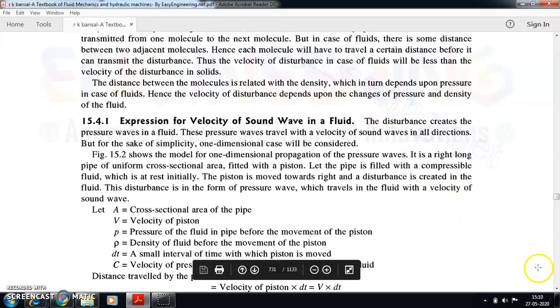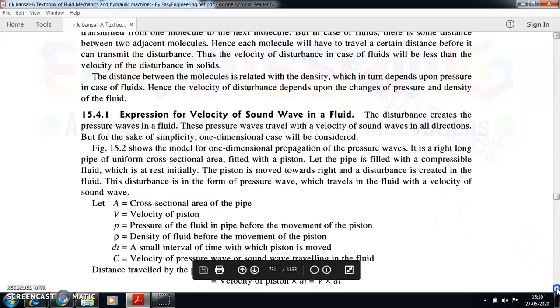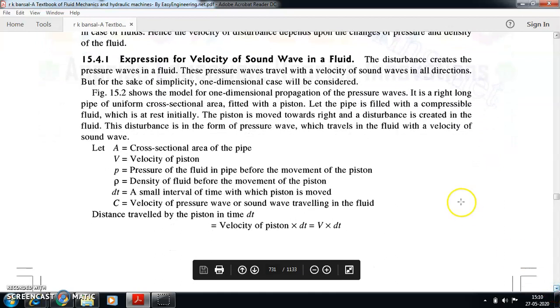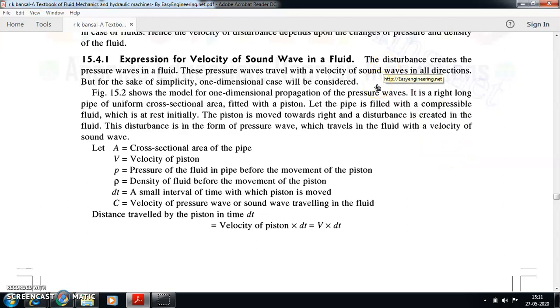Let us derive an expression for the velocity of the sound wave, or the pressure wave, inside the fluid. The disturbance is created in terms of a pressure wave, that is, you are pushing a particular fluid inside a container, and the pressure wave is going to travel with the velocity of sound in all directions.